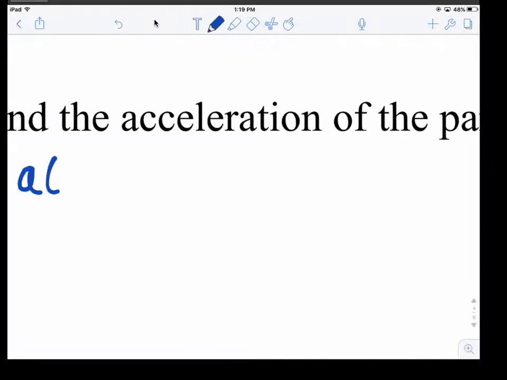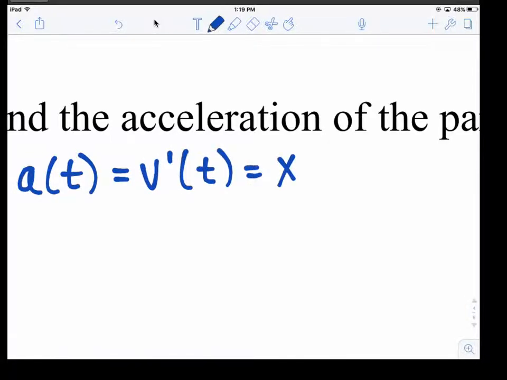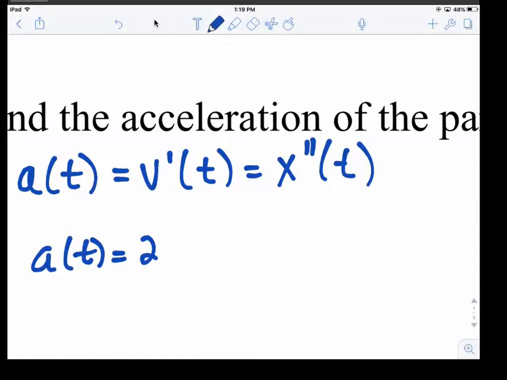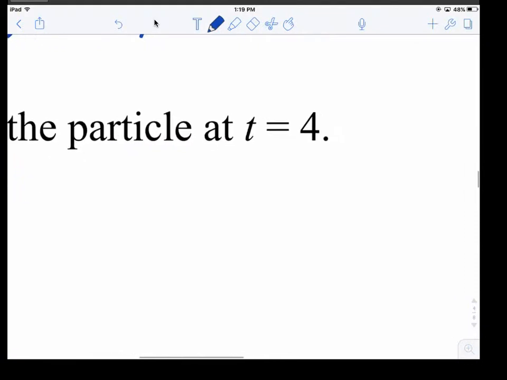So how is the acceleration connected to the velocity? First derivative. Right, the derivative of the derivative. So the second derivative of position is the first derivative of velocity, which is acceleration. So a of t would be 2, right? So what's the acceleration at t equals 4? 2 what? Feet per second squared.